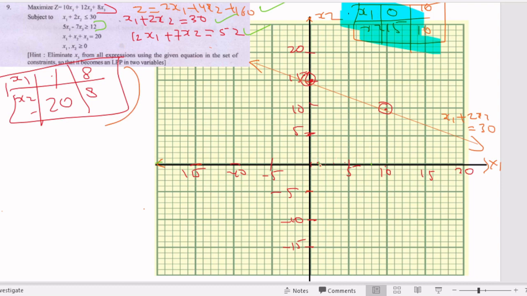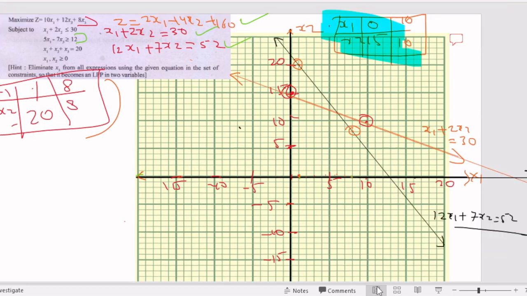X1 is 1, right? I said all these brackets are divided by 5. So this is the x1. When x1 is 1, x2 is 20, so it will be at this particular point. Similarly, when x1 is 8, it will be after 5: 1, 6, 7, 8. This is 8, and similarly this side also it will be 8, where this point is. Let's draw this line. Okay, so we have found the line.